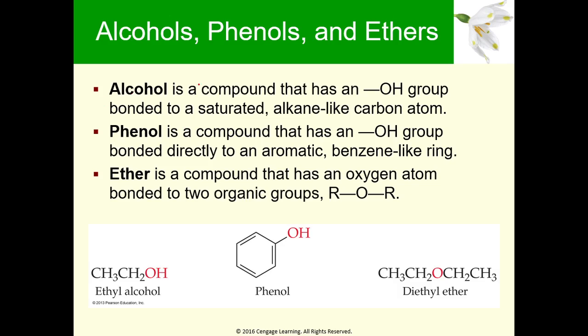So, just to describe, alcohols are compounds that have an OH group bonded to a saturated alkane-like carbon atom. While your phenol is a compound that also has an OH group, but it is directly bonded to an aromatic benzene-like ring. Next is an ether. So ether is a compound that has an oxygen atom that is bonded to two organic groups represented by ROR.